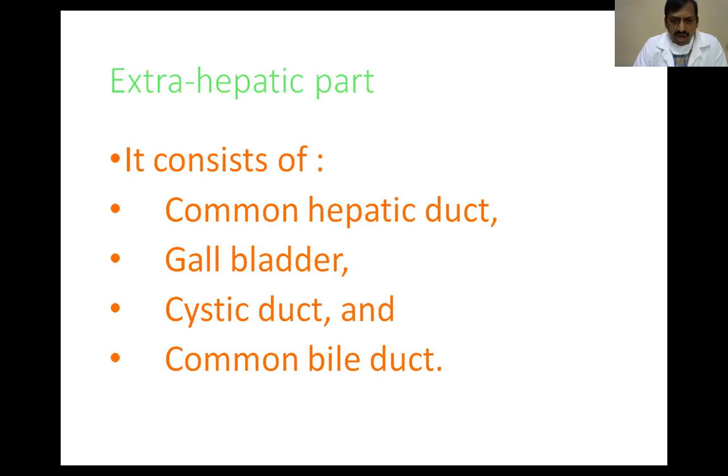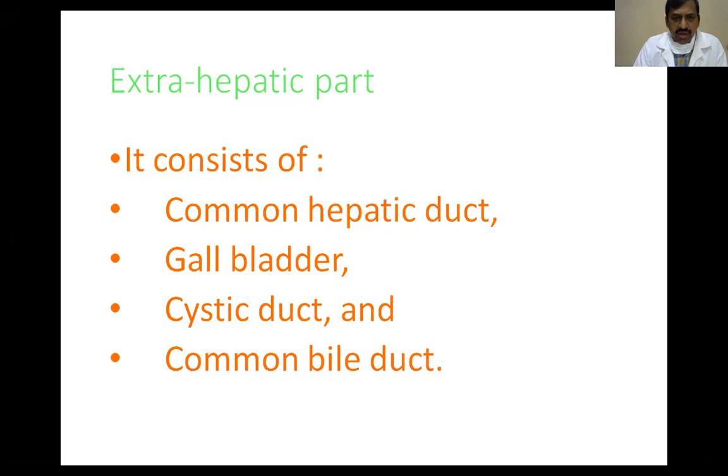First there is a common hepatic duct. The common hepatic duct is formed by the union of the right and left hepatic ducts. These two join and form the duct, that is why it is called common hepatic duct. Next, attached to the common hepatic duct is the gallbladder, and from the gallbladder there is one duct, the cystic duct. Common hepatic duct and cystic duct together form the common bile duct or bile duct, CBD. This is very, very important clinically.